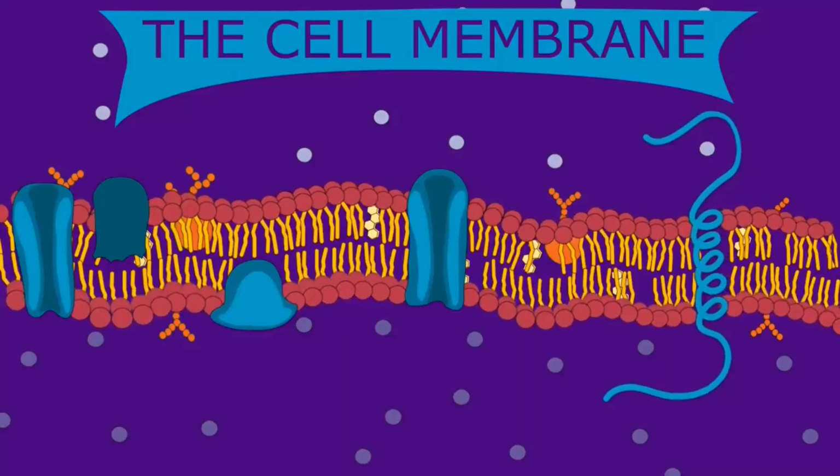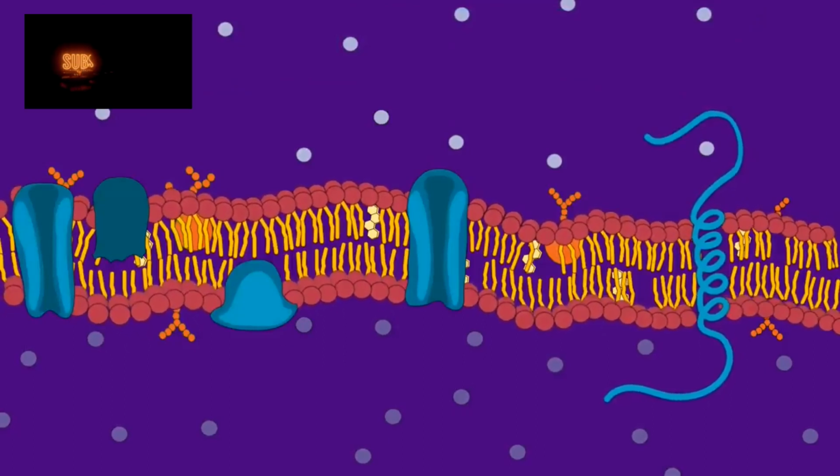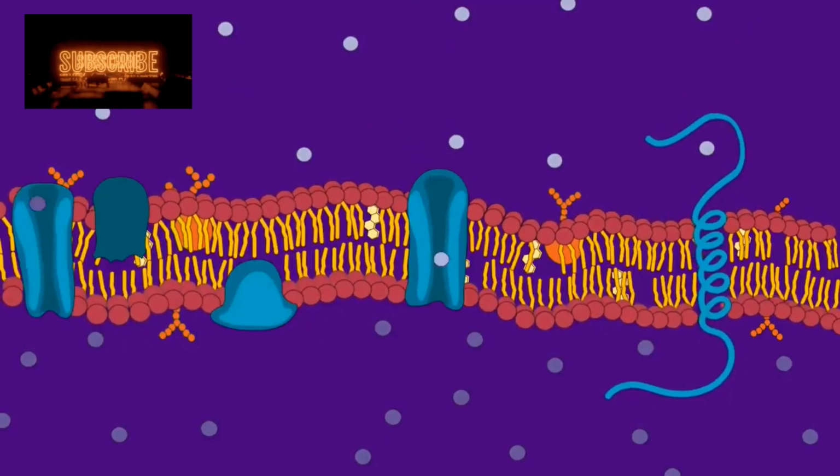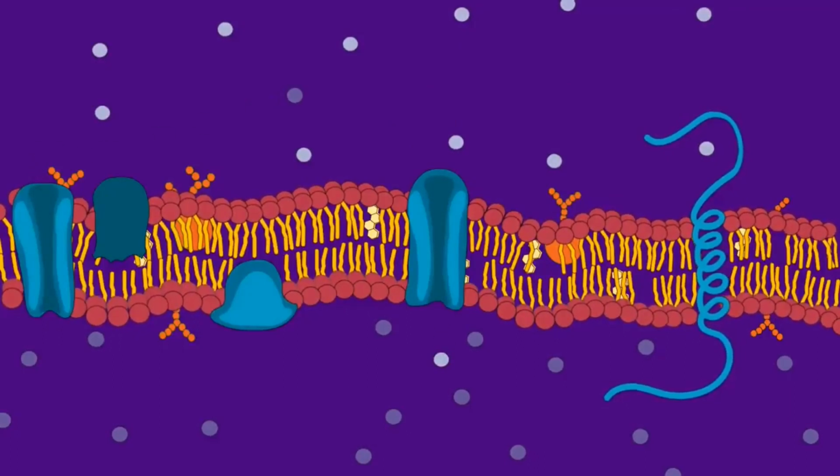Today we'll discuss membrane biology. Under membrane biology, it is very important to know about the cell membrane. What is the cell membrane? The cell membrane is also known as the plasma membrane or the cytoplasmic membrane. Previously, it was referred to as the plasmalemma.